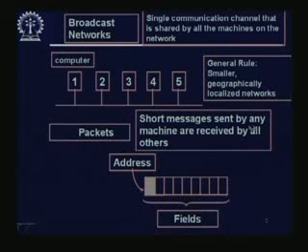So short messages sent by any machine are received by all others. Since this is a broadcast network, a message which is sent by any machine is received by all machines, and so naturally you have to give the destination address. There are various fields in the Ethernet header, and we will look at that later on. But one of them has to be the destination address, because otherwise the recipients will not know for whom this frame is meant.